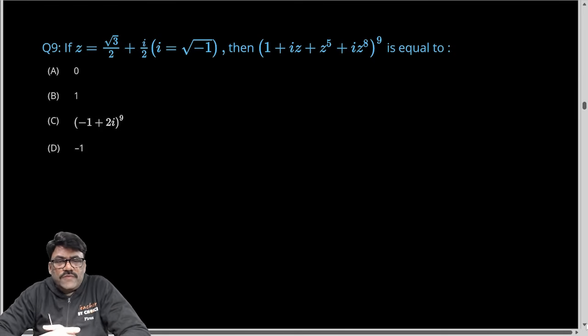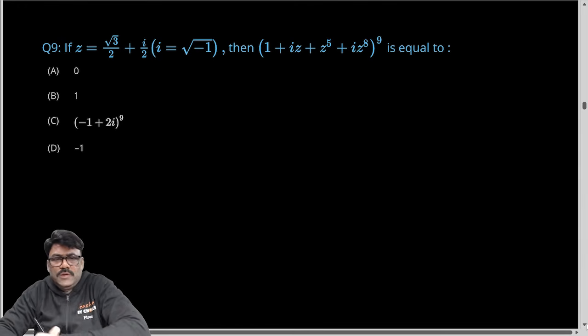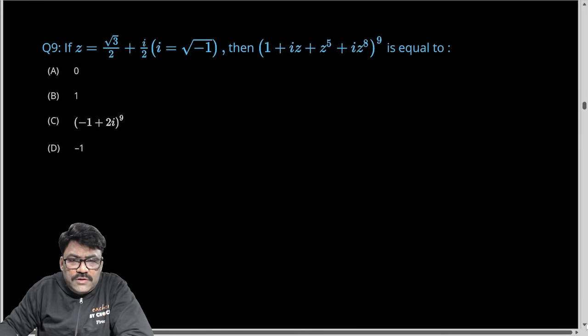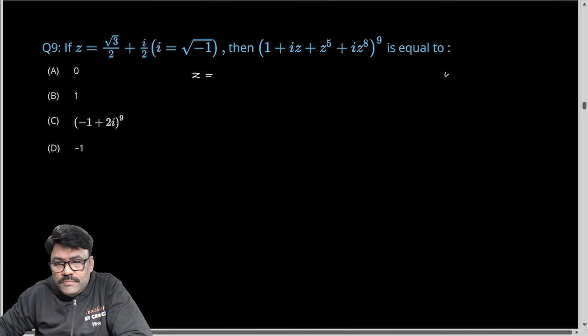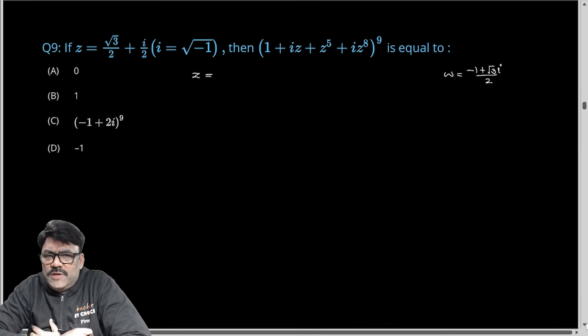See this question. This is from complex numbers. Z is root 3 by 2 plus iota by 2. And then you have to get the value of this expression. So let's convert Z in terms of omega. Omega means cube root of unity. So you know that omega is what? Omega is minus 1 plus root 3 iota by 2. Or you can say omega is minus 1 minus root 3 iota by 2.